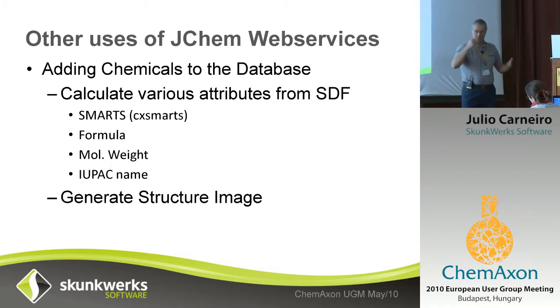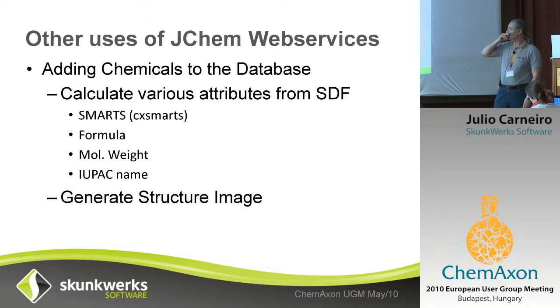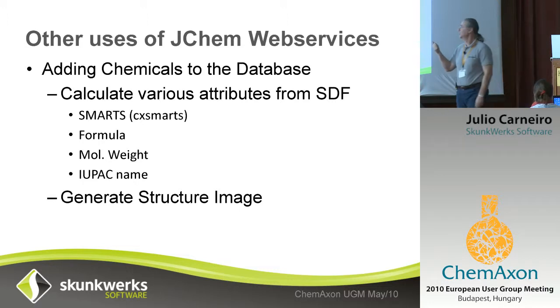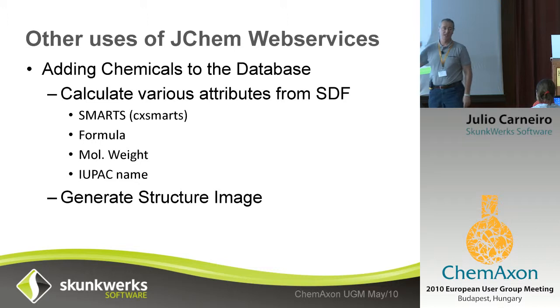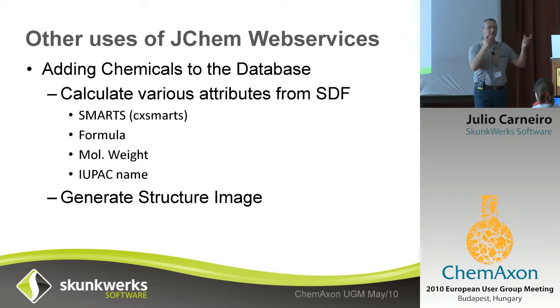Besides just pulling information, we use the web services nowadays a lot more than we used to in the past. So we started just using structure search. That was our initial approach. Now we use it for getting properties, getting a bunch of information, and we use JChem Web Service actually to generate the structure image. We keep a copy of the images in PNG format inside the database for quick display in other places of the application.